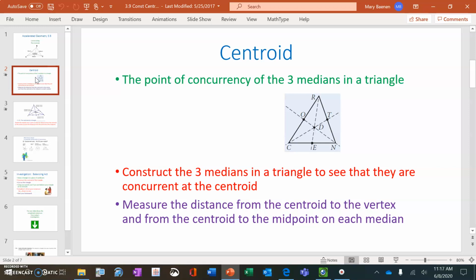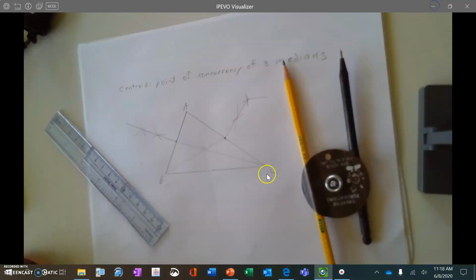The centroid is the point of concurrency of the 3 medians in a triangle. So they want us to construct the 3 medians in a triangle to actually see that they are concurrent at the centroid, that they all meet at the centroid. And then they want us to measure the distance from the centroid to the vertex and the centroid to the midpoint on each of the medians. So something special must happen there. Okay, so I'll bring this down.